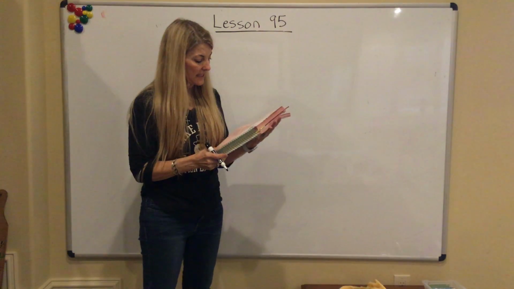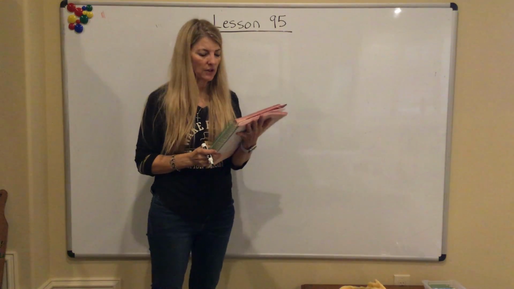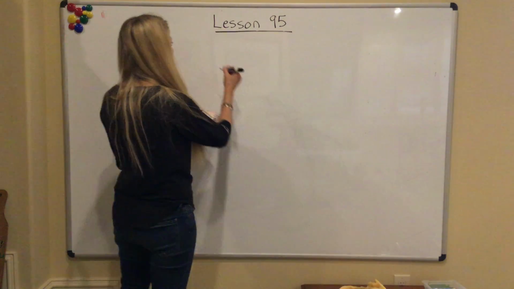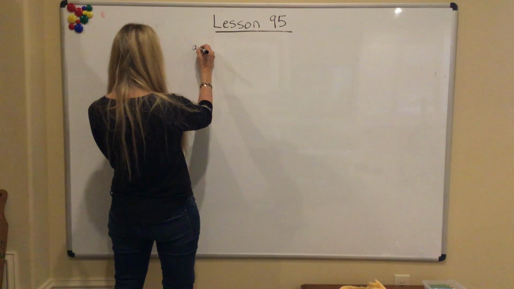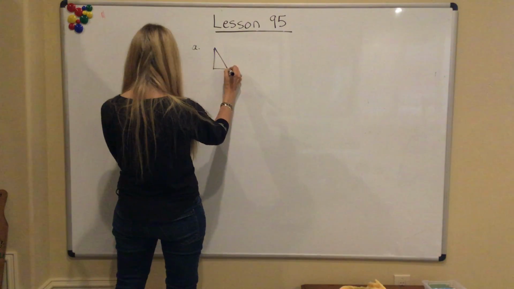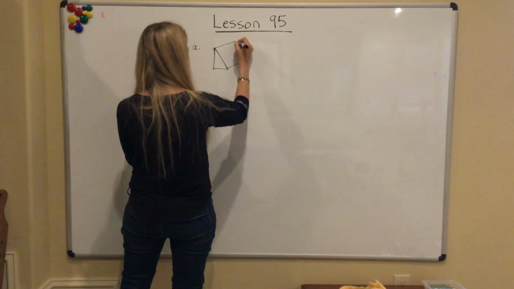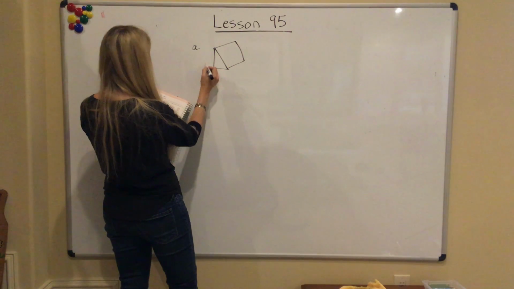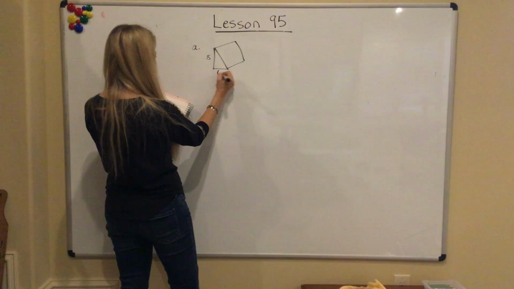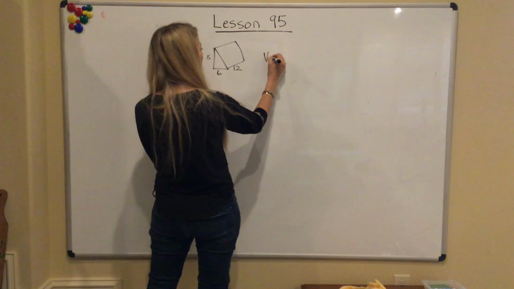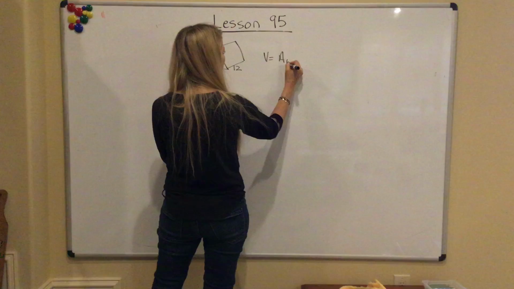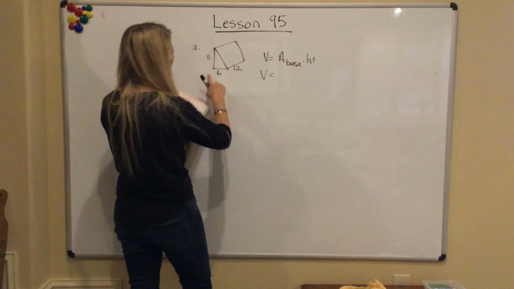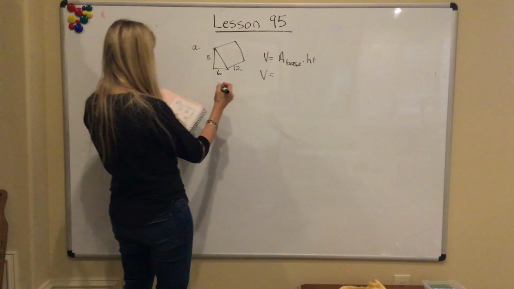So there's A, B, C, D, and E. It says find the volume of each right solid shown. Dimensions are in centimeters. So the first one, A, it's something kind of shaped like this. And it shows you that this is 8, this side is 6, and this side is 12. So the volume is going to equal the area of the base times the height. What's the area of the base?